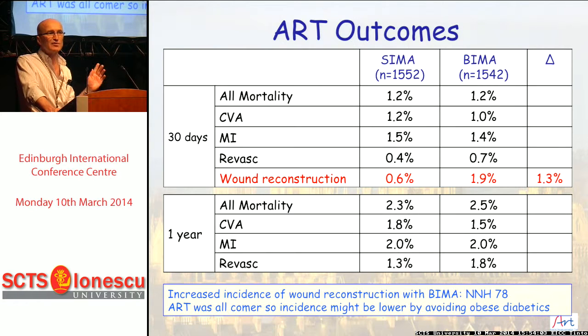However, I would make the following point. ART was fairly liberal in its use of bilateral IMAs in diabetic patients. Almost 30% of patients had diabetes. And although we're doing an analysis just now of the exact factors that predispose to wound breakdown, I can tell you what they are, because you already all in this audience know what they are. And it's the presence of diabetes, not diabetes itself, but patients who are obese and diabetic. And if you avoid using 2 mammary arteries in that group, you can almost reduce the incidence of wound reconstruction to identical in the single mammary group.